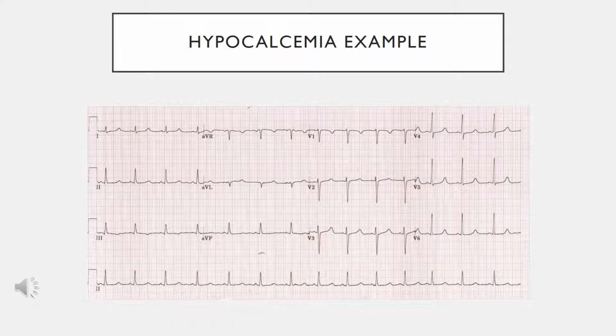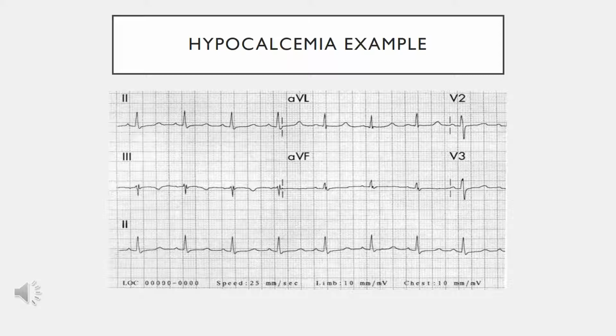This is an example of hypocalcemia. If you take a look at leads V4 to V6, you will notice that there's a long QT interval, as well as if you looked at lead 1 and lead 2, this is also showing a long QT interval. This is another example of hypocalcemia. If you take a look at leads 2, lead 3, lead AVL, lead V2 and V3, you will notice that there is again a long QT interval.